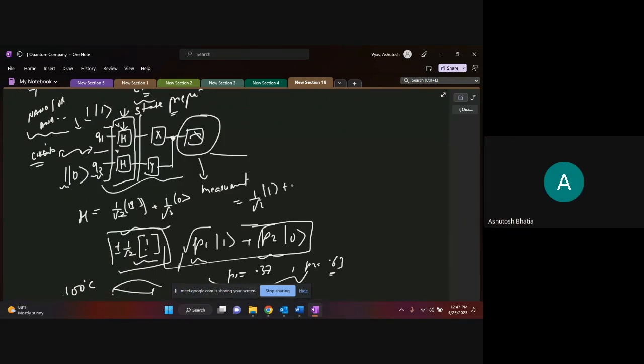Any arbitrary state to this equal distribution. If it was in any arbitrary state, then apply the Hadamard gate.